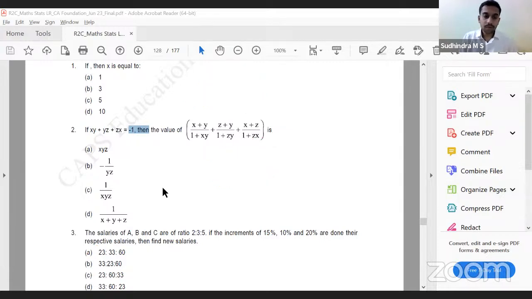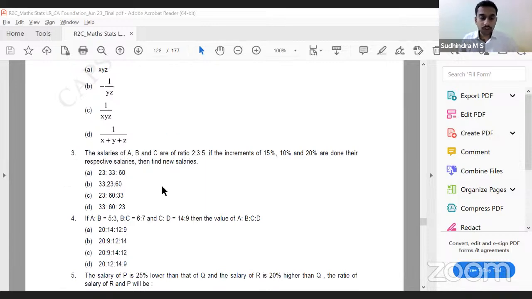Yes, question number 4. If A is to B is 5:3, B is to C is 6:7, C is to D is 14:9, find A is to B is to C is to D. Option D, 20 is to 12 is to 14 is to 9. The approach should be similar to the previous set, the similar question.